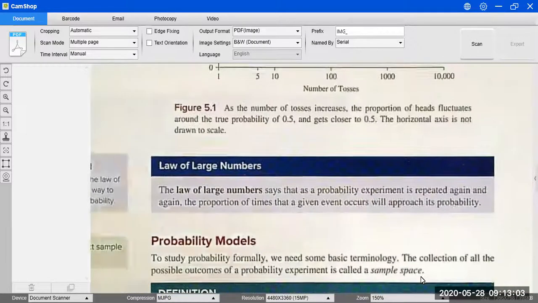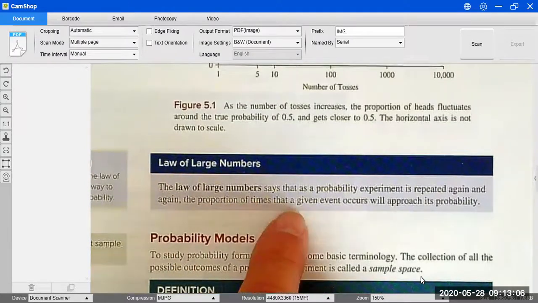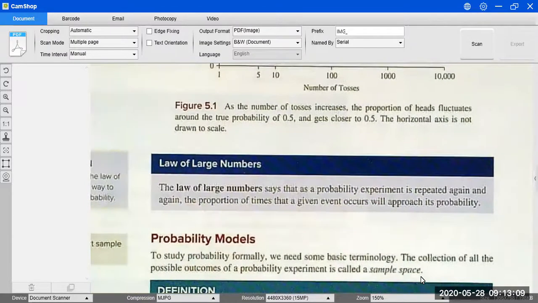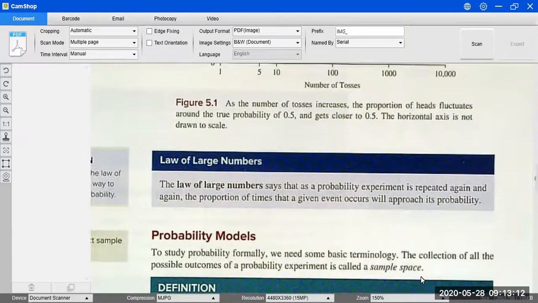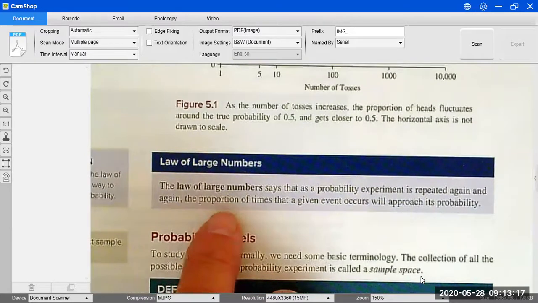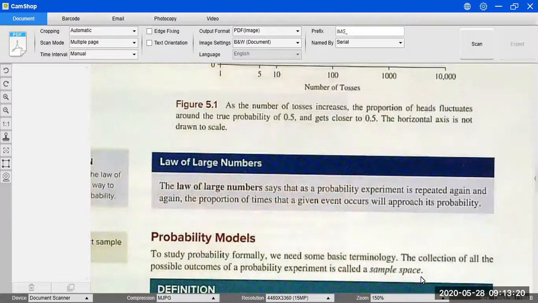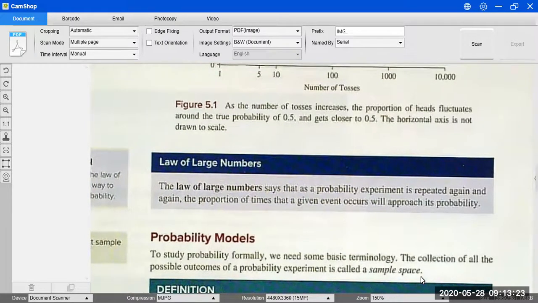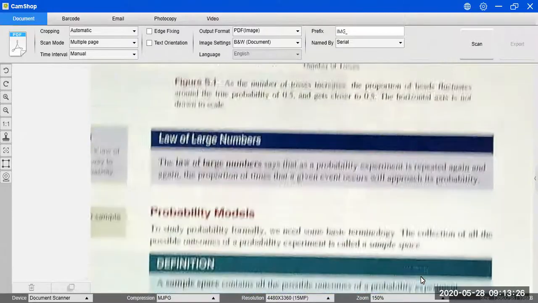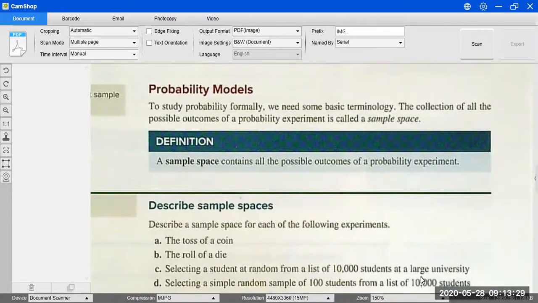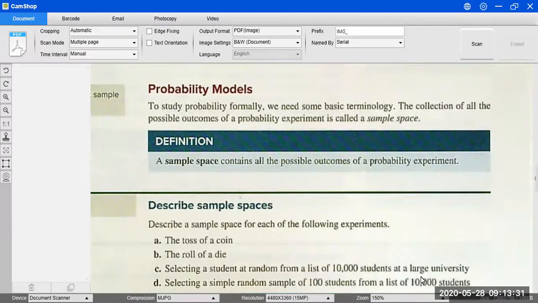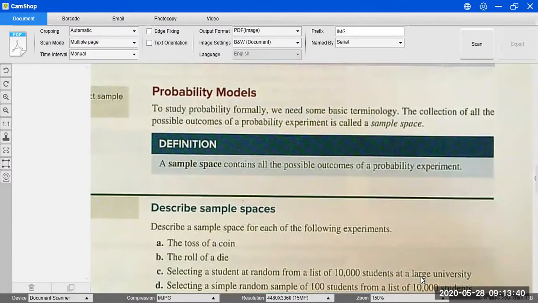Another definition that we're going to need to understand is the law of large numbers, which says that as a probability experiment is repeated again and again, the proportion of times that a given event occurs will approach its probability. So by using this law, we're going to be able to say that the relative frequency approaches the probability of a certain event. Another definition that we need to learn in this chapter is a sample space, which contains all the possible outcomes of a probability experiment.